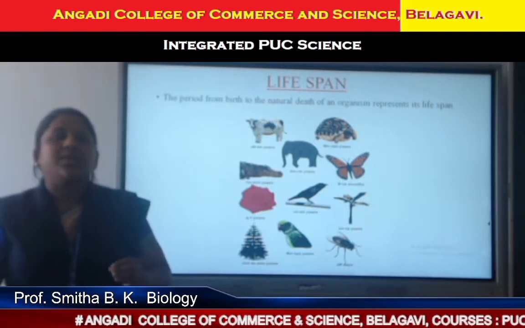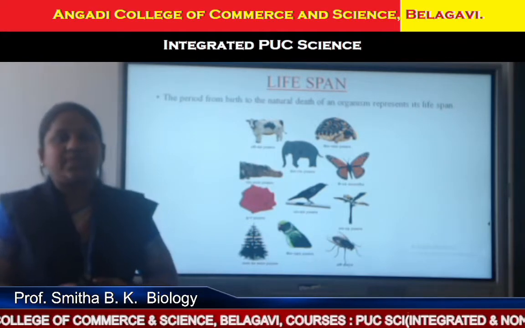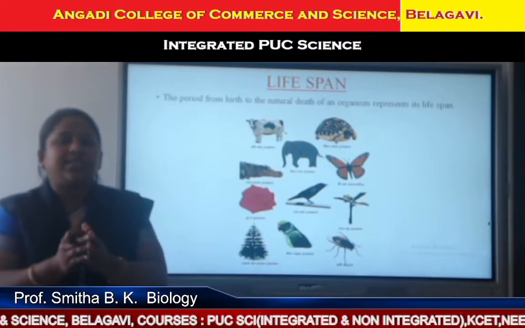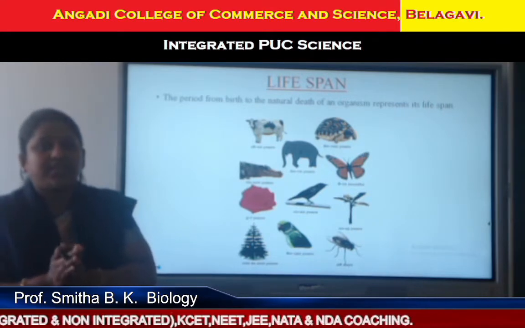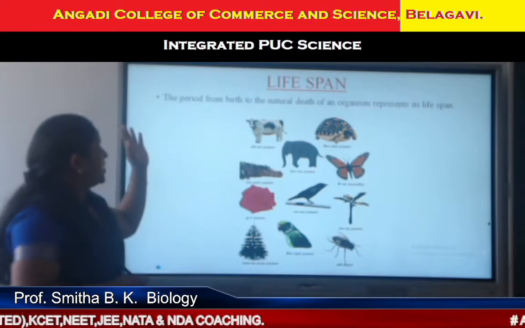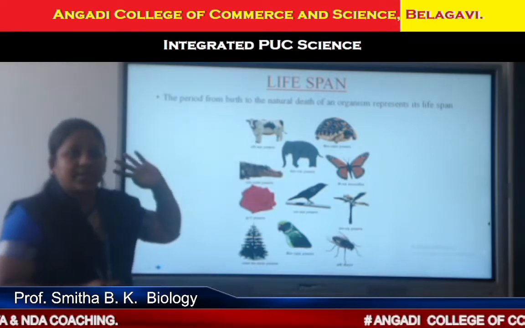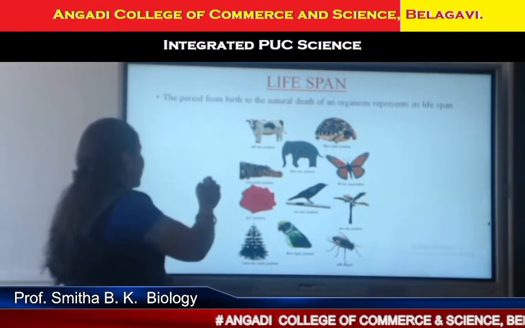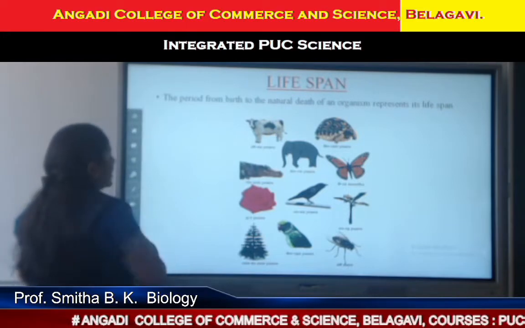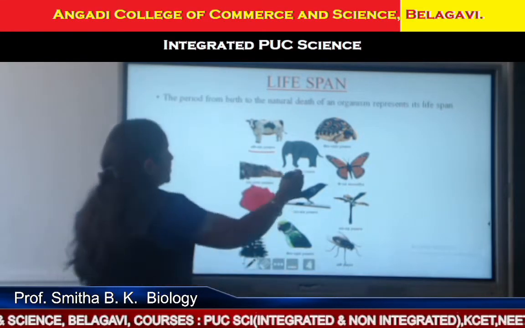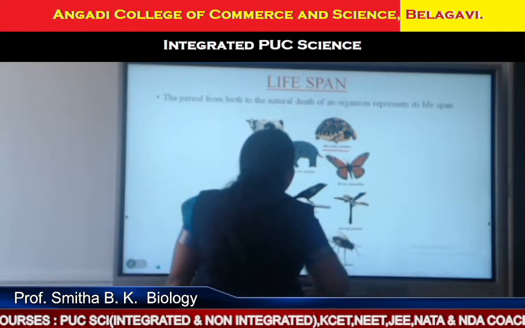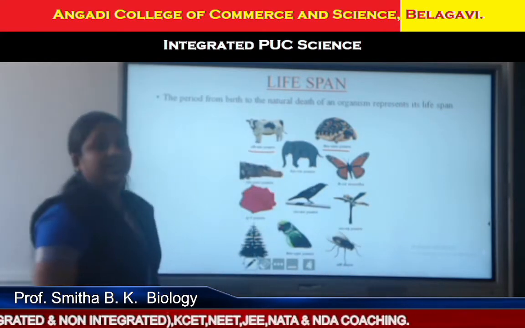For example, if a person meets with an accident, it doesn't mean that the person can live only up to say 20 years or 30 years or 50 years. The approximate life cycle, or say lifespan, is from birth to the natural death of an organism. For example, here you can see the cow has a lifespan of 18 to 22 years, whereas the turtle has a lifespan of 80 to 120 years.